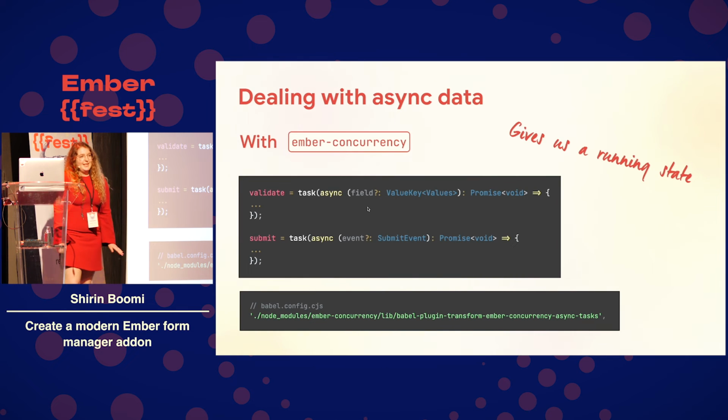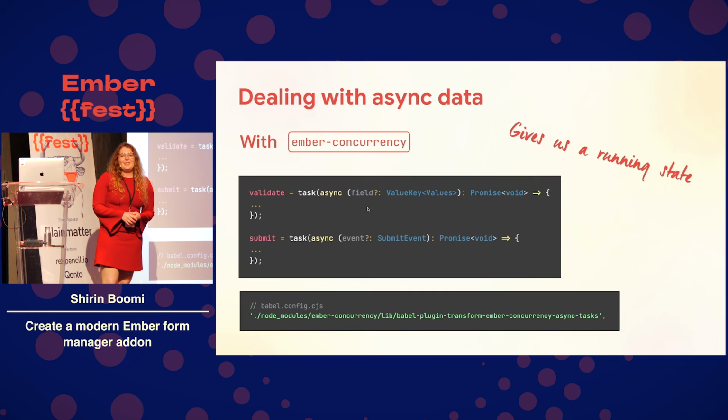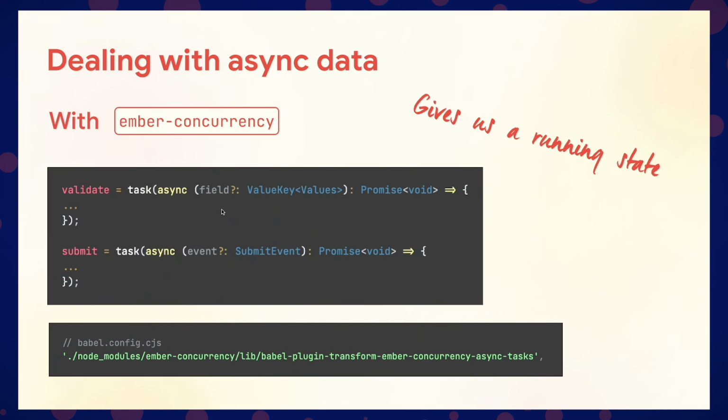And to deal with async data, I also think Ember concurrency is a great tool to deal with asynchronous data. So I just used it for validate and submit, which gives you a running state. But to make it work on addon v2, that was kind of tricky because you have to add this Babel plugin inside your Babel config, otherwise it won't work. So thank you for the issue on GitHub because I wouldn't find it anyway.